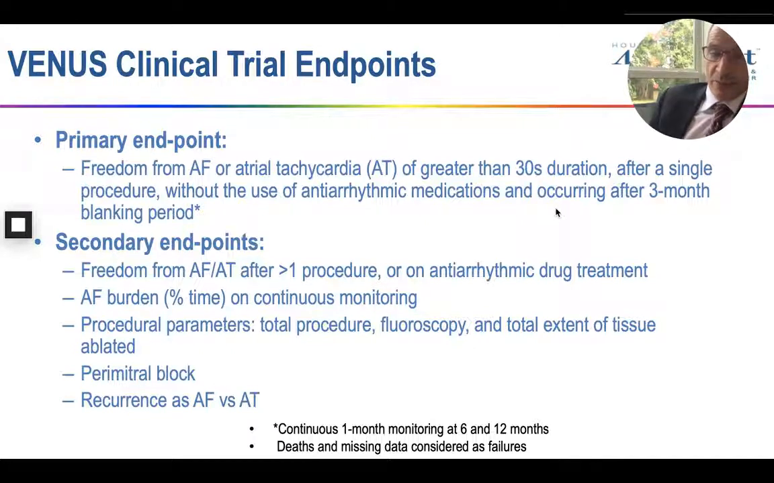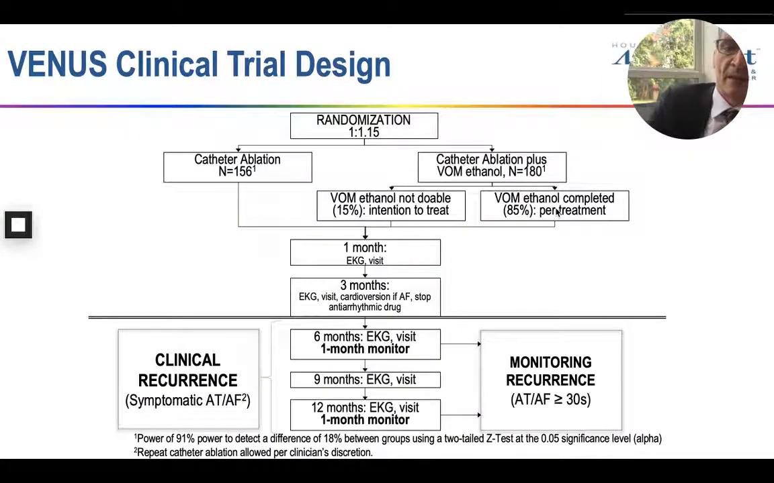The rhythm assessment was done with a continuous 1-month monitoring at 6 and 12 months. We had secondary endpoints: freedom from AT or AF after more than one procedure or on drugs, atrial fibrillation burden on the monitor, and procedural parameters, perimitral block, and recurrence as atrial fibrillation or atrial tachycardia. This is the trial design.